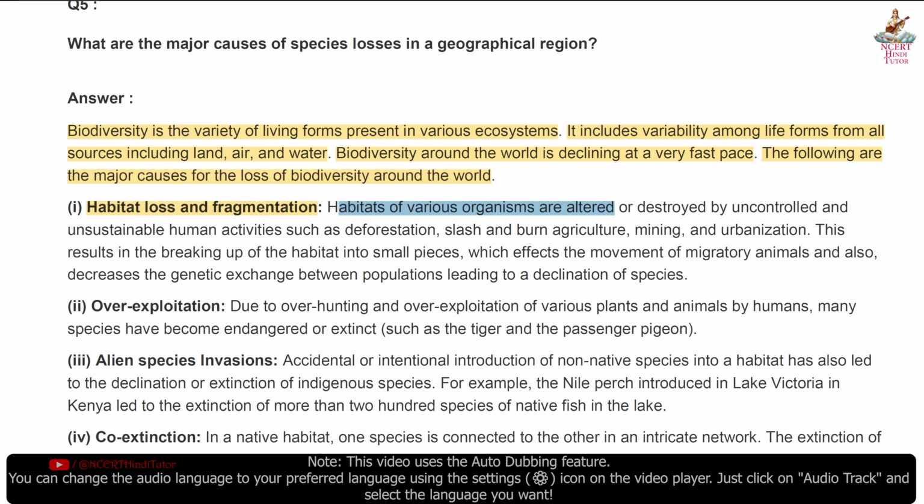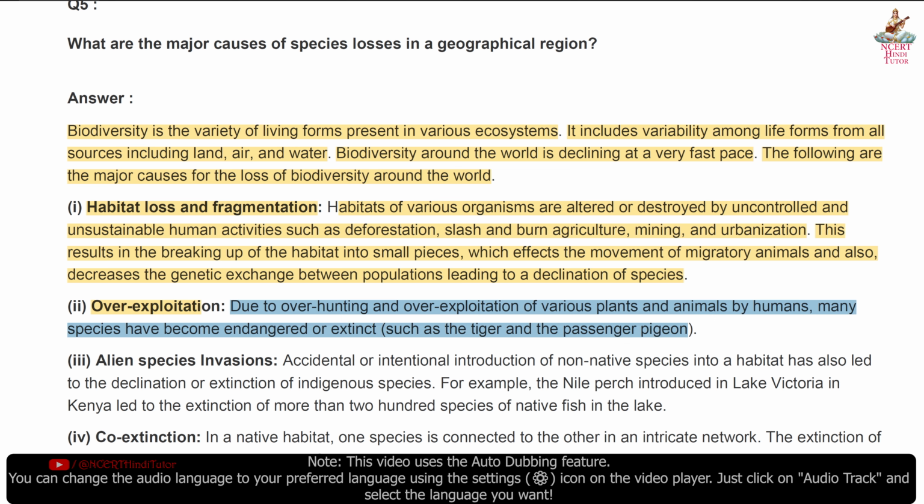Habitats of various organisms are altered or destroyed by uncontrolled and unsustainable human activities such as deforestation, slash and burn agriculture, mining, and urbanization. This results in the breaking up of the habitat into small pieces, which affects the movement of migratory animals and also decreases the genetic exchange between populations, leading to a decline of species. Second, overexploitation. Due to overhunting and overexploitation of various plants and animals by humans, many species have become endangered or extinct, such as the tiger and the passenger pigeon.